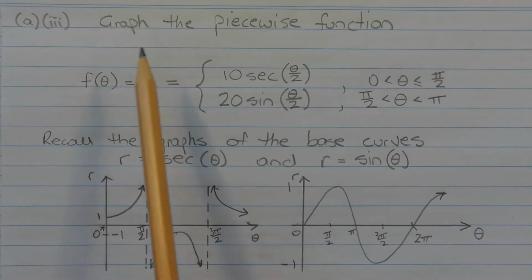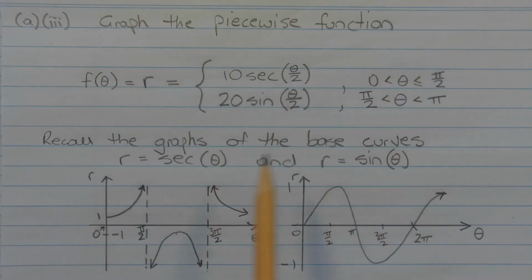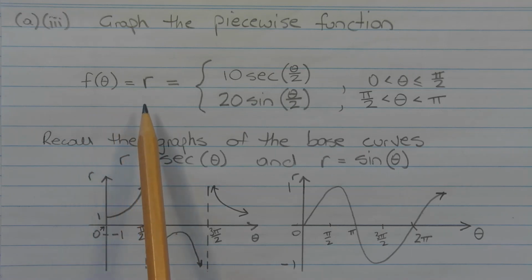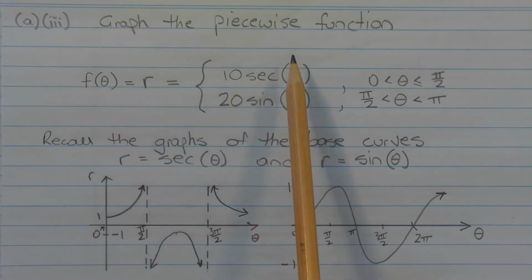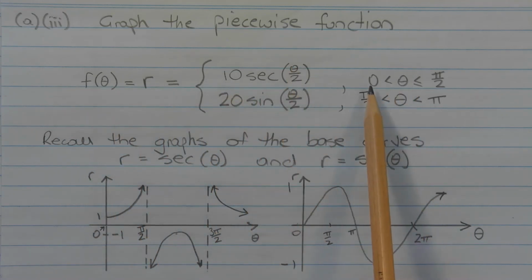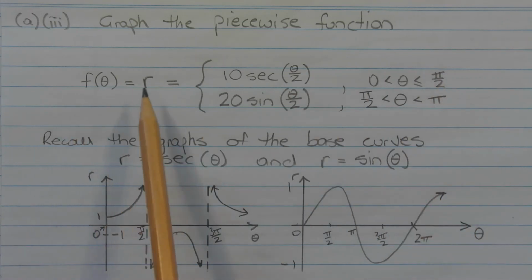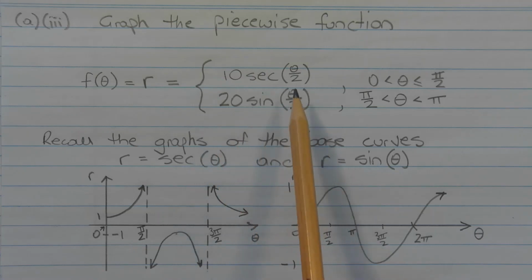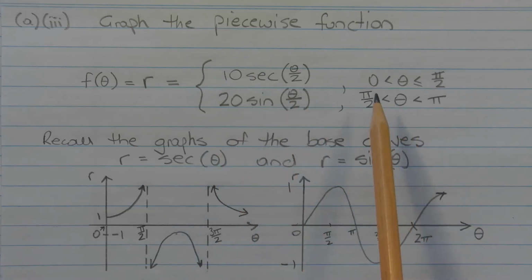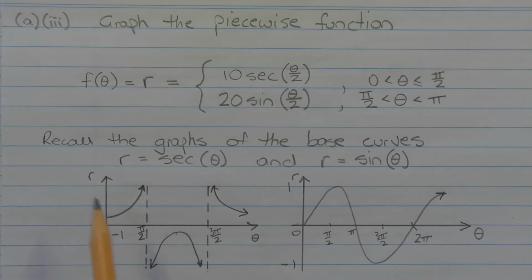This part is asking us to graph the piecewise function f of theta, which equals r, which equals 10 sec theta over 2 for theta greater than 0 and less than or equal to pi over 2, and f of theta equals r, which equals 20 sine theta over 2 for theta greater than pi over 2 and less than pi. Now, in order to help us graph this piecewise function, it helps to recall the graphs of the base curves r equals sec theta and r equals sine theta.